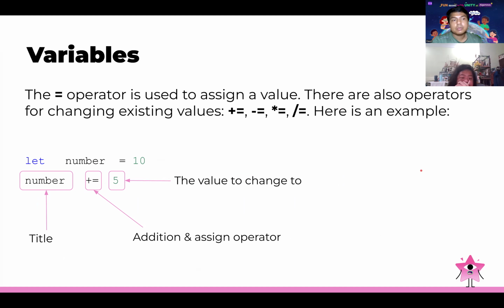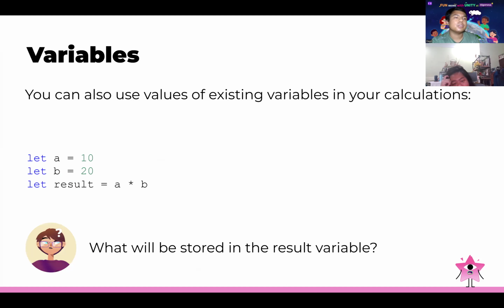Similar to Python, if you want to use plus equal, it means number equals number plus five. The let keyword is used only for initialization, the first introduction of the variable. If you want to call the number variable again, you don't have to put let. If you already initialized the a and b variables and want to call them again, you don't have to put let.